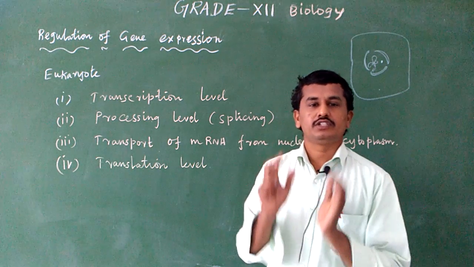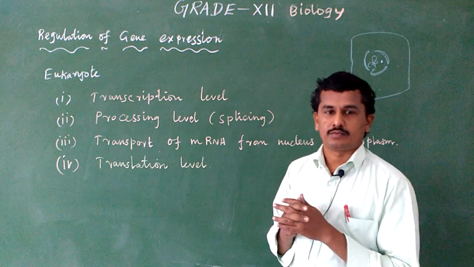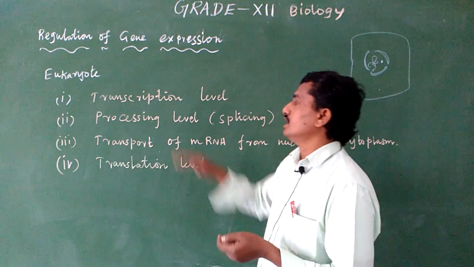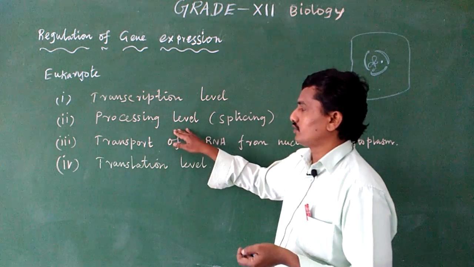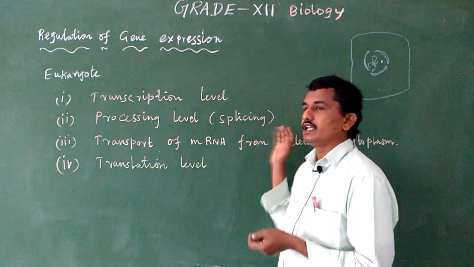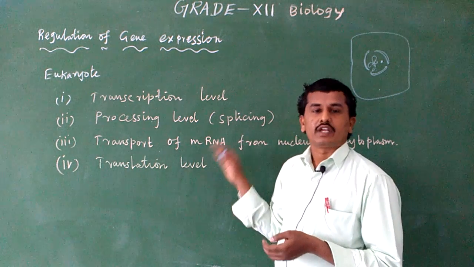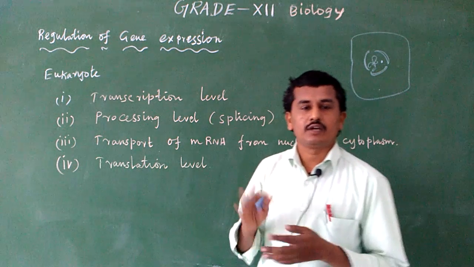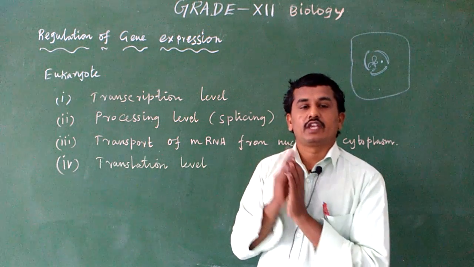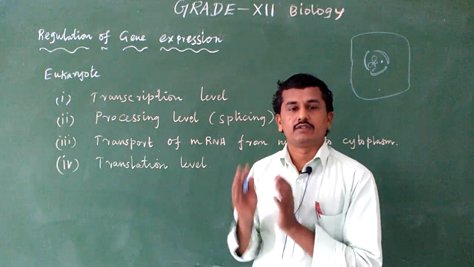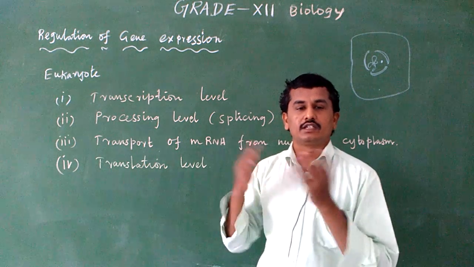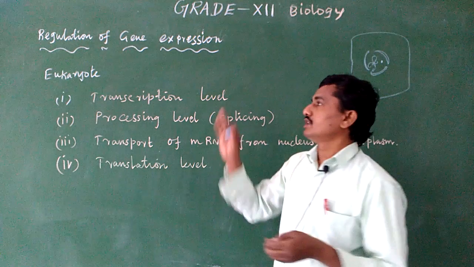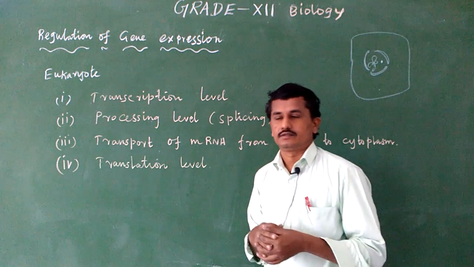So for a particular gene to express a character, these four different levels are present in eukaryotic cells. That is the transcription level, the processing level, the transport of mRNA from the nucleus to the cytoplasm, and the translation level. So through these four levels the gene is expressing the character, and only then are the characters modified, the morphology of the organisms is modified. Okay, that is the regulation of gene.